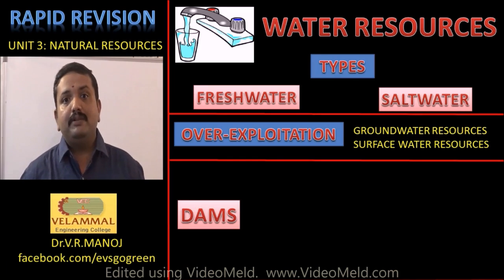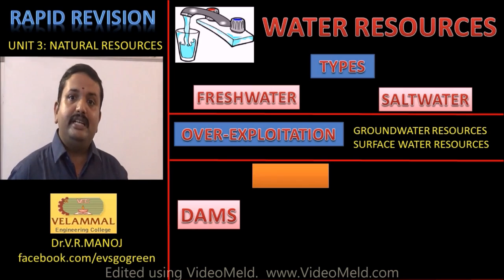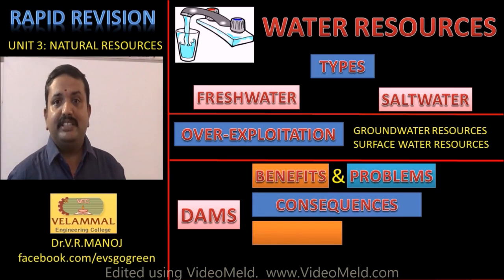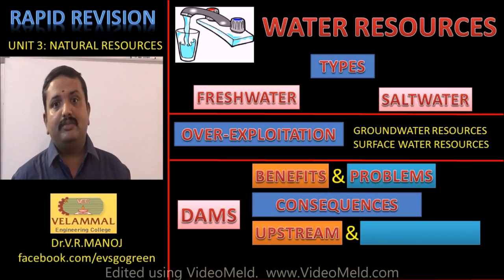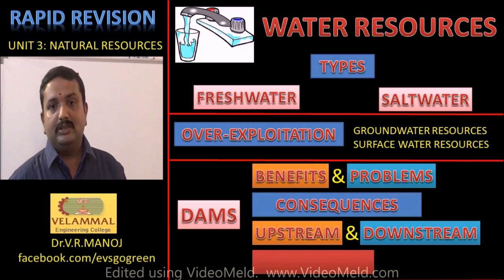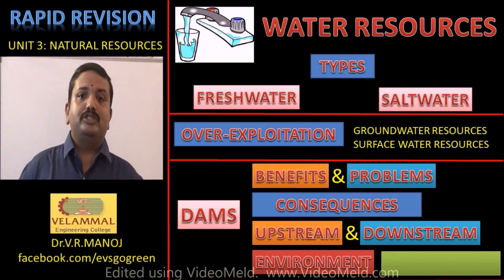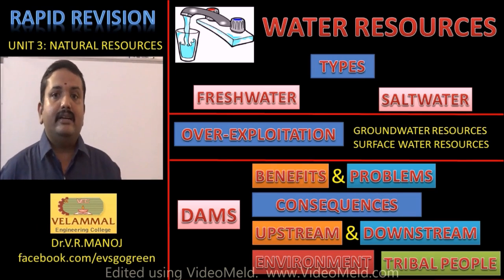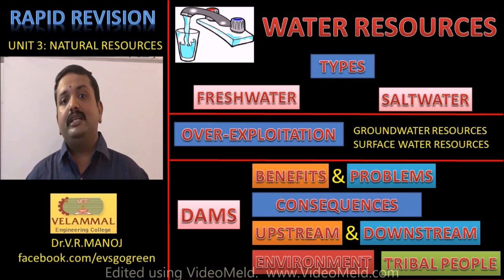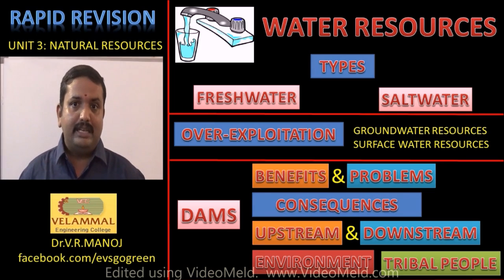Now remember that when you build dams, you affect all the natural resources together. But when you mention dams, particularly for water resources, you will be mentioning them as the consequences of dam construction on the environment or on water resources, particularly in 2 different areas, the upstream area and the downstream area. And when you answer the same question in the forest resource, you will have to mention about the consequences of the construction of dams on tribal people.